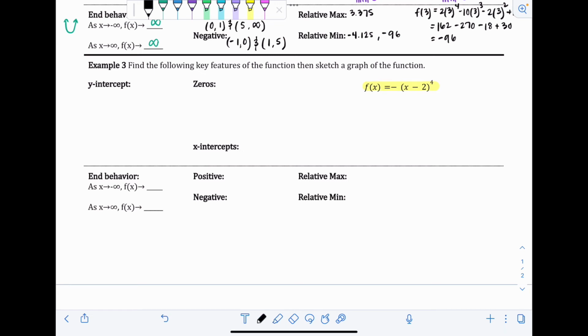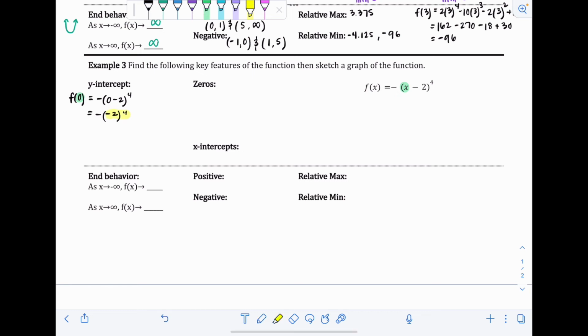So to find the y-intercept, same idea, we need to find f of 0. That means that we take 0 and we put it in the function where x is. So it would be equal to, don't forget the negative out in front, and then 0 minus 2 to the 4th power. And then 0 minus 2 is -2 to the 4th power.